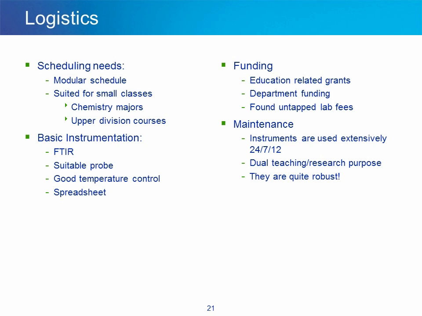Maintenance of the instrument is very important to consider. I would strongly consider a maintenance contract because the instruments are expensive and the maintenance contract is not that bad in terms of its expense, but it's even better because the amount of support that you obtain from METTLER TOLEDO is tremendous. Our instruments are used 24 hours a day, 7 days a week, 12 months out of the year. They have a dual teaching and research purpose, so they get used and very well used. They are quite robust, but you need some backup.